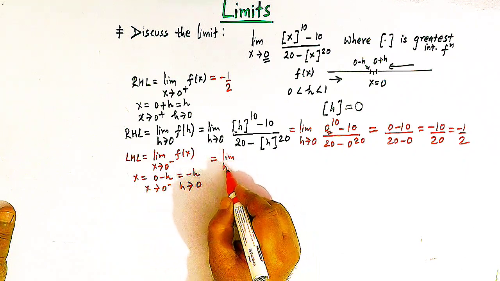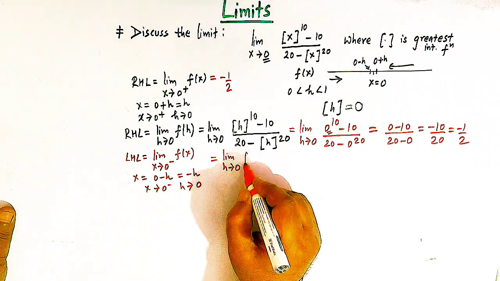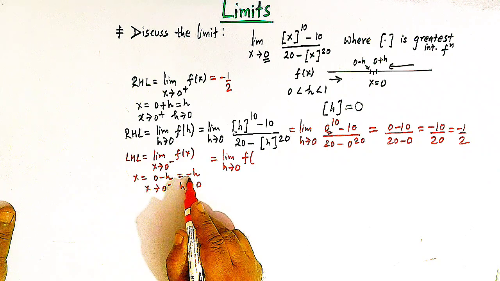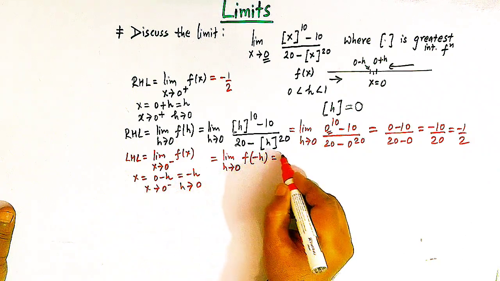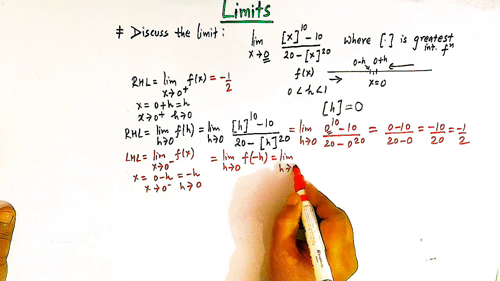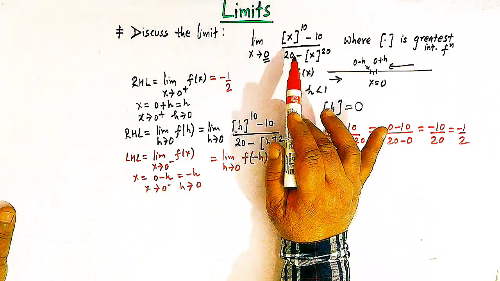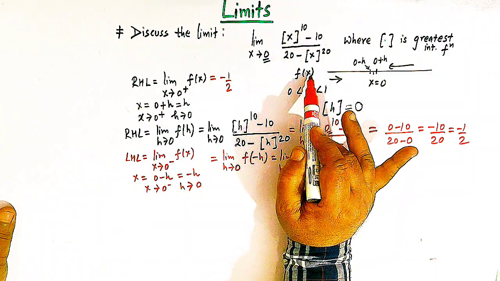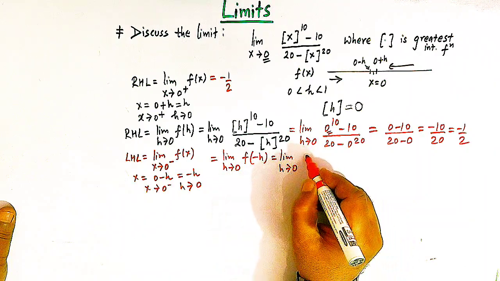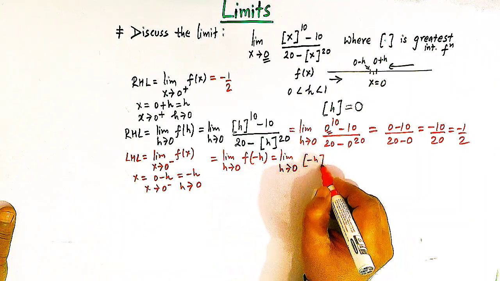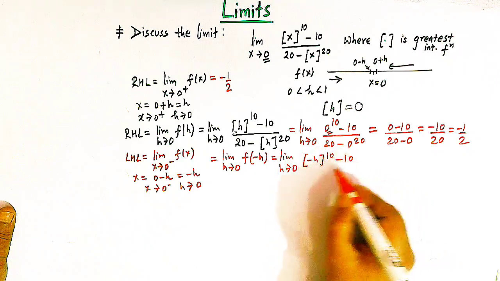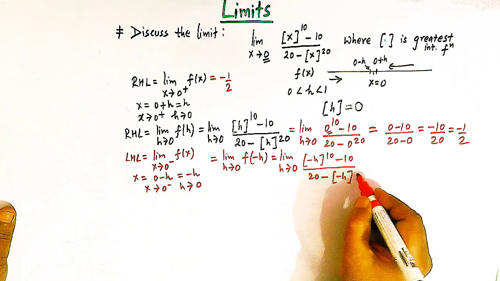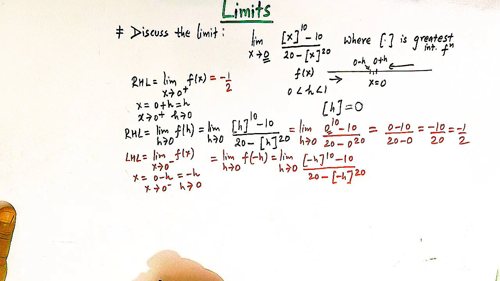So we have limit h tends to 0, and here we have f of minus h, because x is 0 minus h, and this is minus h. So now we can write limit h tends to 0, f of minus h, with the help of this expression for f of x by replacing x by minus h. So we have simply greatest integer of minus h raised to 10, minus 10, and here we have 20 minus greatest integer of minus h raised to 20, right?